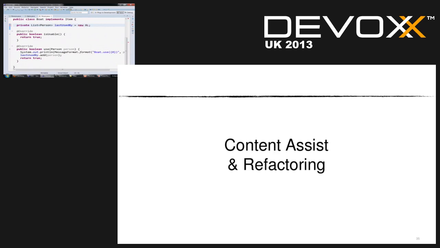I can just use new AL control space, and it will show me all the classes which have an A and an L in it. So I can use array list here, and I'm done.